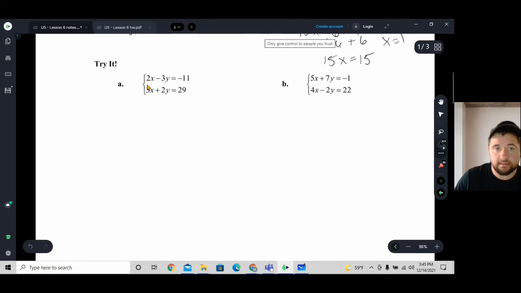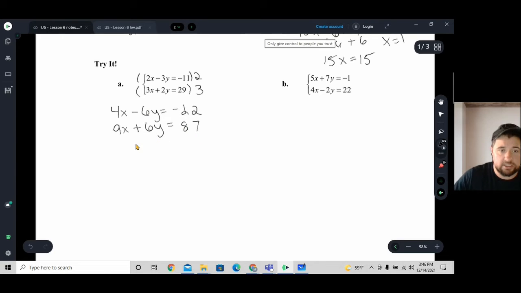When I look at A, 2x minus 3y equals negative 11 and 3x plus 2y equals 29, I'm immediately drawn to right here, negative, positive. I can get rid of my y's. They share a lowest common multiple of 6. So I'm going to multiply my top equation times 2 and my bottom equation times 3. My top equation is going to turn into 4x minus 6y equals negative 22. And my bottom equation is going to turn into 9x plus 6y equals 87.